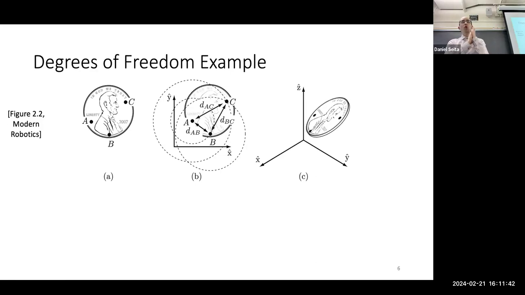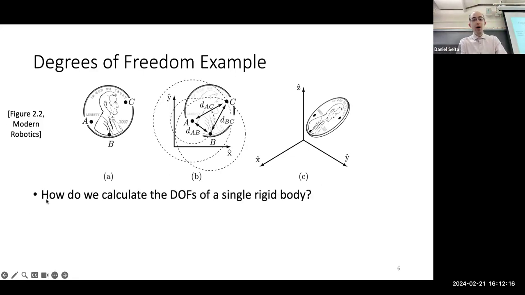All right. So remember that we talked about degrees of freedom, like what are the minimum number of coordinates that we need to describe something. And if we look at this example here, it's basically describing, if we have a planar object, or later if it's in 3D space, what is the minimum number of real valued coordinates that we need to specify a configuration? So how do we calculate the degrees of freedom of a single rigid body?